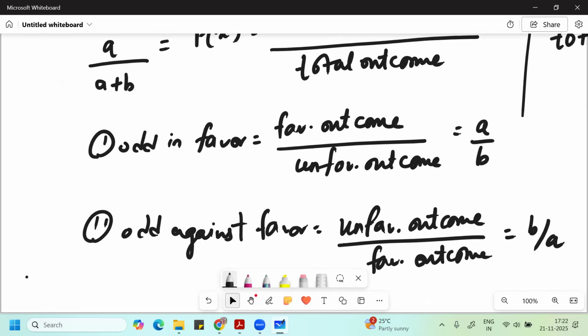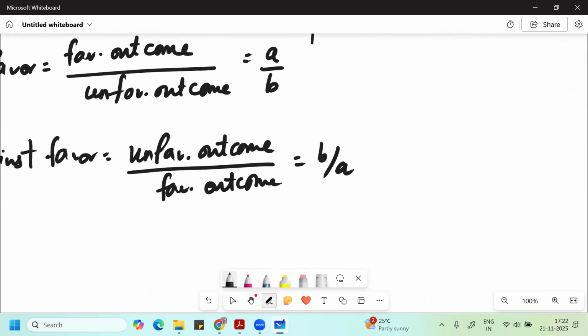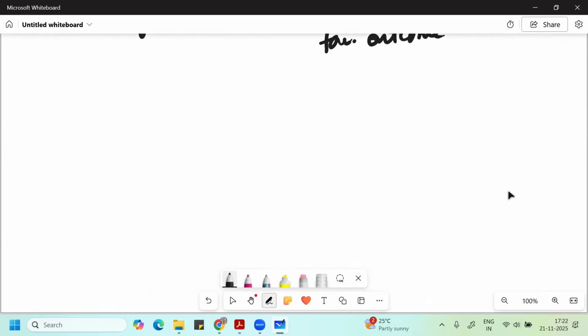You might get some direct questions based on this, and those would be easy questions. For those students who are not very good with this concept of probability and don't like higher maths, they should definitely go through this content. It will definitely help them to understand the basics of probability.